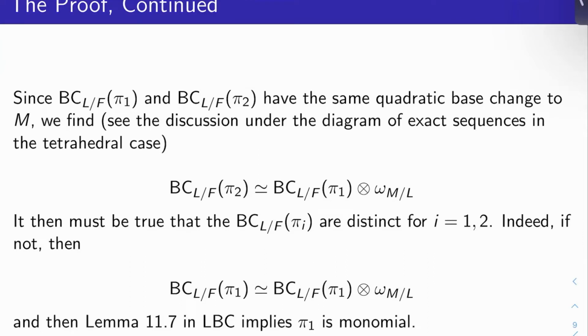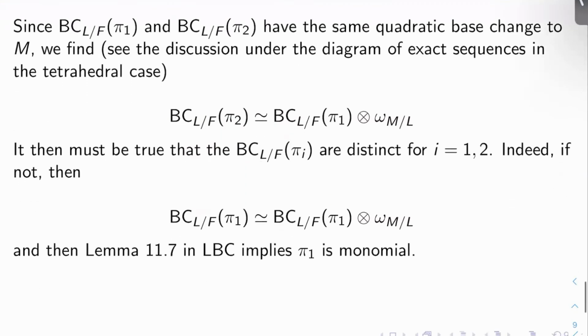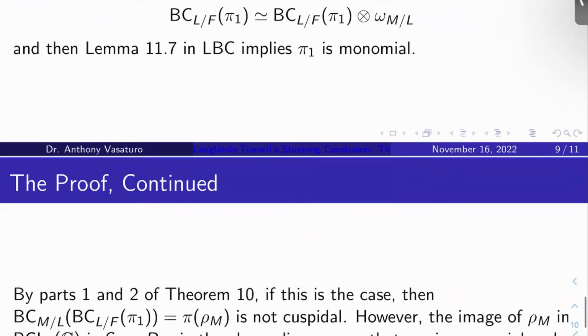I claim then that it must be true that these base changes are distinct. Why is that? If they're not, then this reads the base change from F to L of pi 1 is isomorphic to itself tensor this twist here. But then there's a lemma in Langlands' base change, lemma 11.7, that says pi sub 1 must be monomial if this happens. Okay, why is that a contradiction?